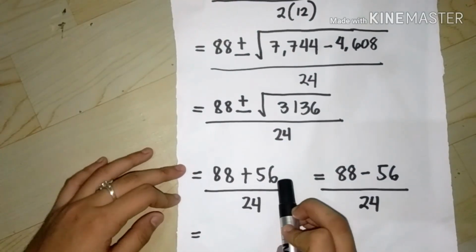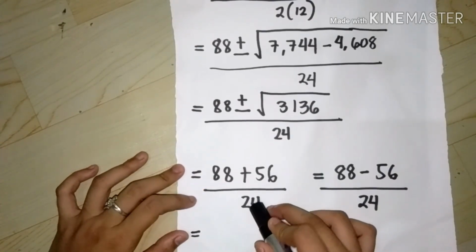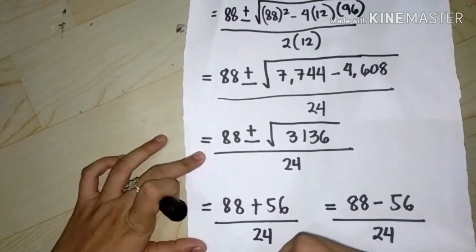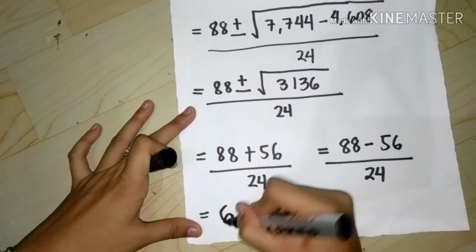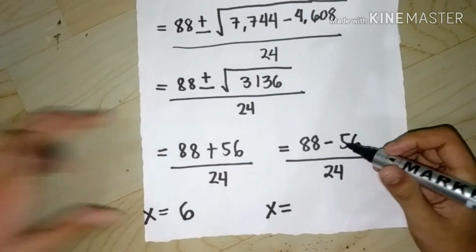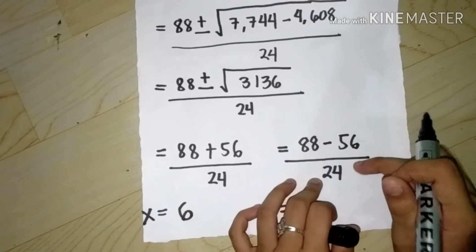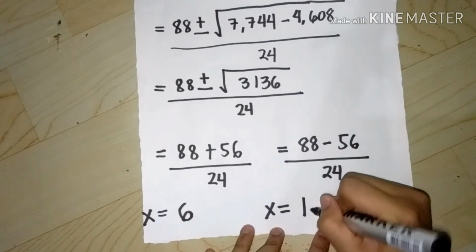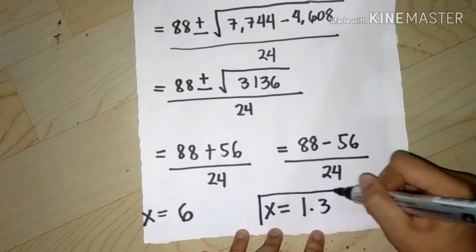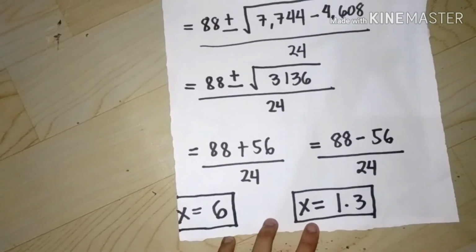88 plus 56 is 144, and 144 divided by 24 is 6. This is one of our critical values. For the negative sign, 88 minus 56 is 32, and 32 divided by 24 is about 1.3. So now we have our critical values, 6 and 1.3.